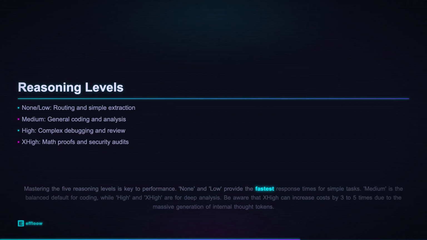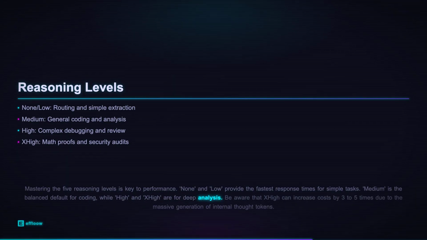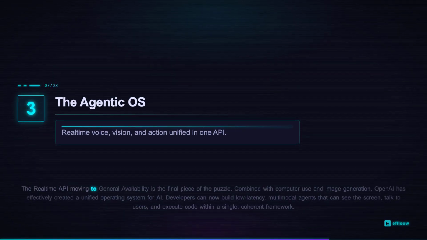None and low provide the fastest response times for simple tasks. Medium is the balanced default for coding, while high and X high are for deep analysis. Be aware that X high can increase costs by 3 to 5 times due to the massive generation of internal thought tokens. The Realtime API moving to general availability is the final piece of the puzzle.